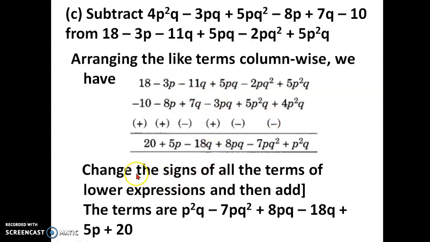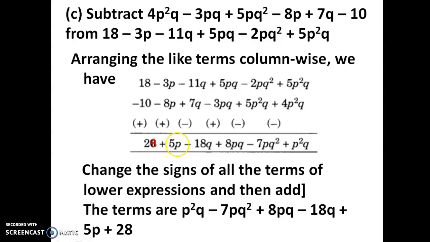Then, already I told you, for the lower expression you should change the sign for subtraction. Only for subtraction you should change the sign of the terms. After changing the sign, we can add everything together. So 18 plus 10 is, I corrected the typing mistake, so it is 18 plus 10, so it will be 28 only. So here it is 28. Then here you have minus 3 and plus 8, so plus 8 minus 3 is plus 5.